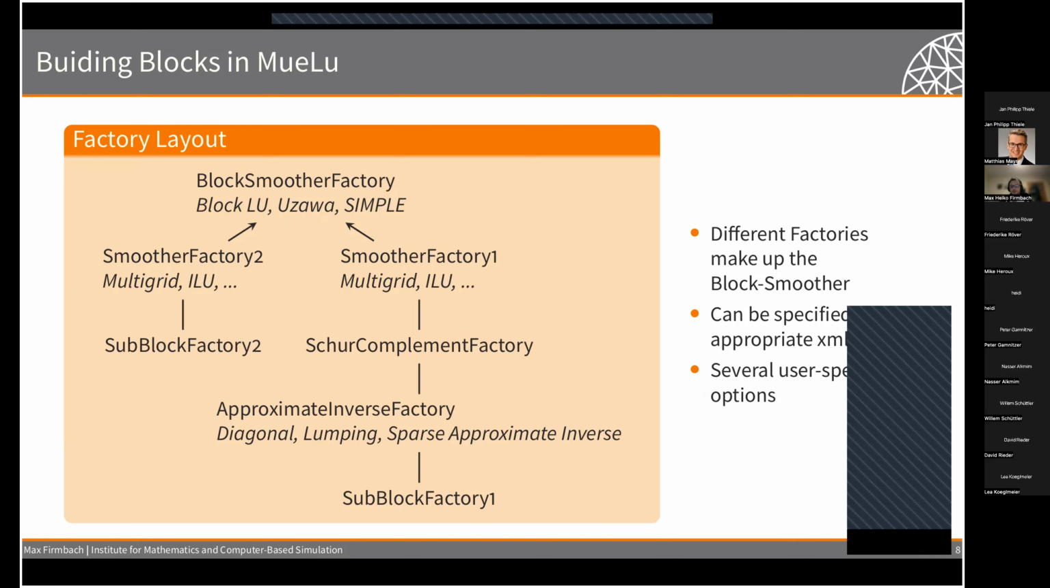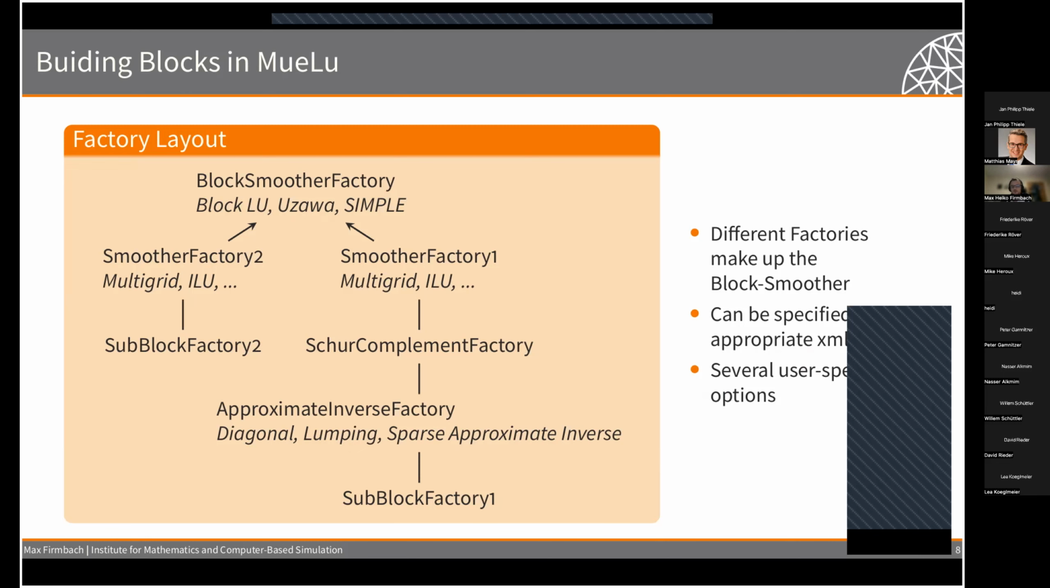So this subblock factory extracts, for example, the solid part, gives it to an approximate inverse factory, where we can choose if we want to approximate with a diagonal, with lumping, or with sparse approximate inverses. We'll give it to the Schur complement factory, which calculates the Schur complement of the block matrix. We'll give it to the smoother factory, which in the end is used in the block smoother factory. So this is already quite complicated in some sense, but it shows the essence of MueLu and its flexibility.